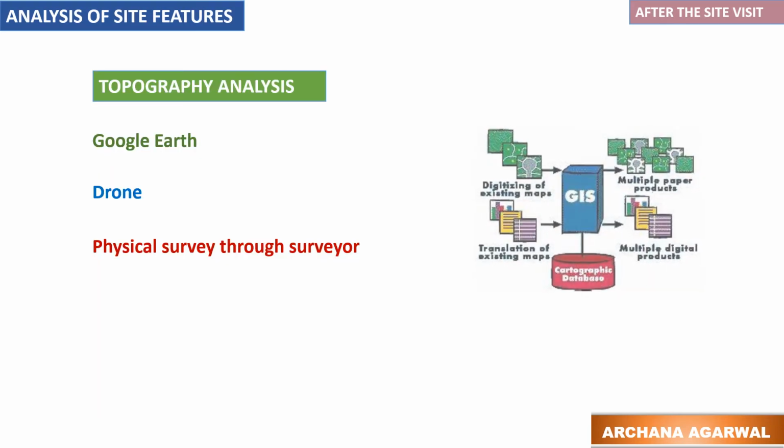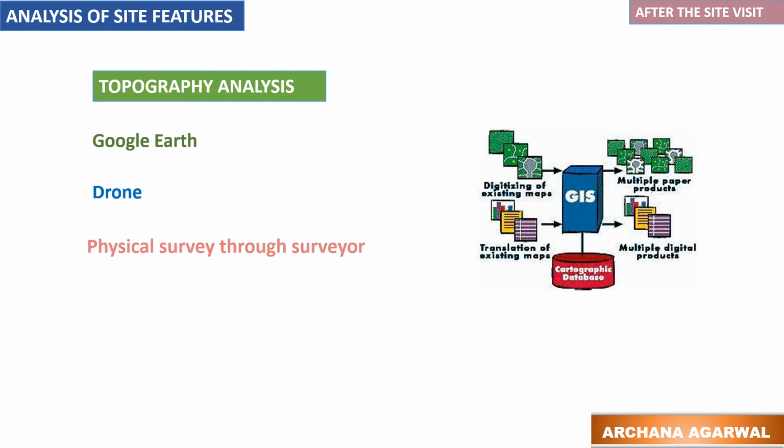GIS is the best medium for topographical analysis. The contours on the site can be derived using several methods. The most commonly used methods are using Google Earth, using a drone, or getting the physical survey done through a surveyor.